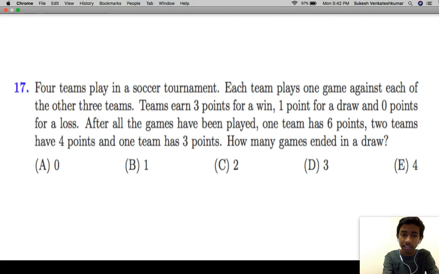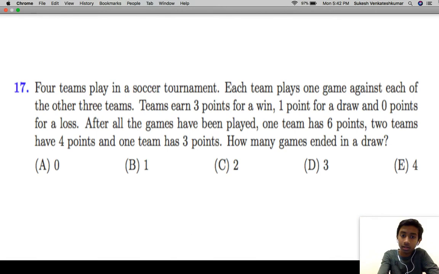So he must have won one game, which gave him 3 points, and he must have lost the other two, right? Okay. And then the person with the 4 points, what? Probably what happened is they both won one game and then they drew one game. So basically, I guess there are two teams, right? They drew against themselves to get that.